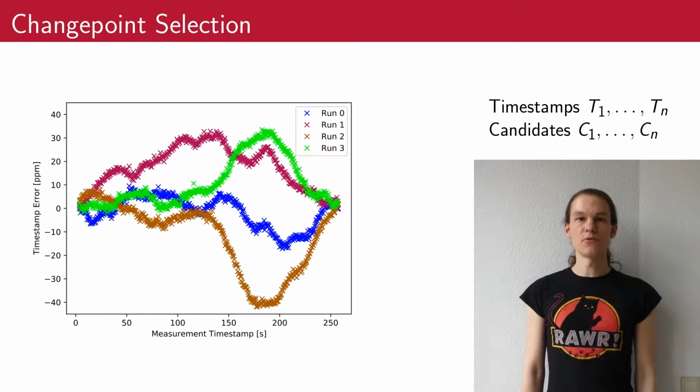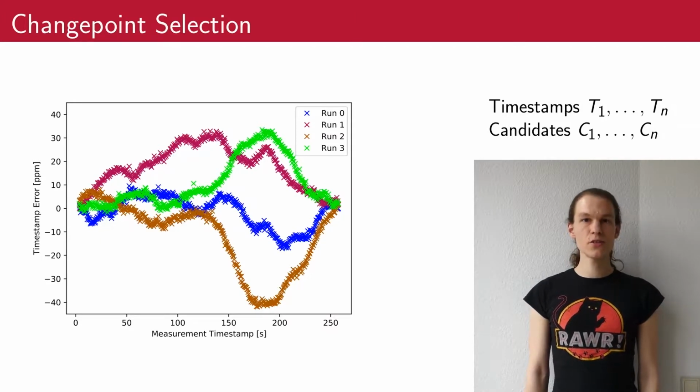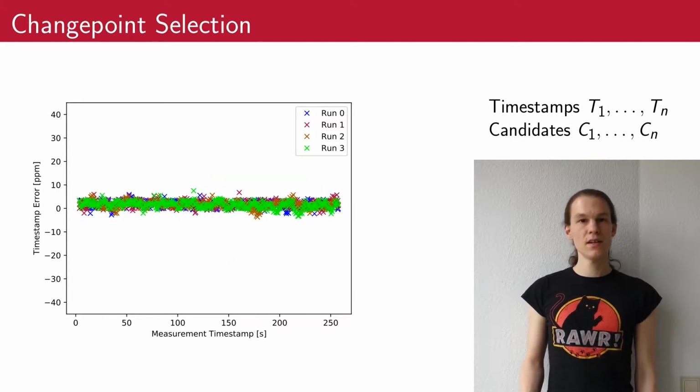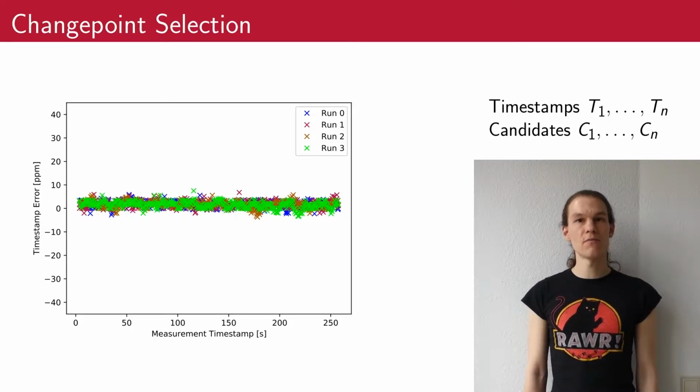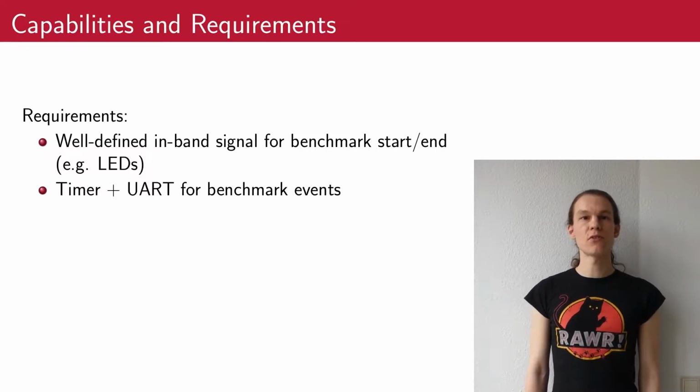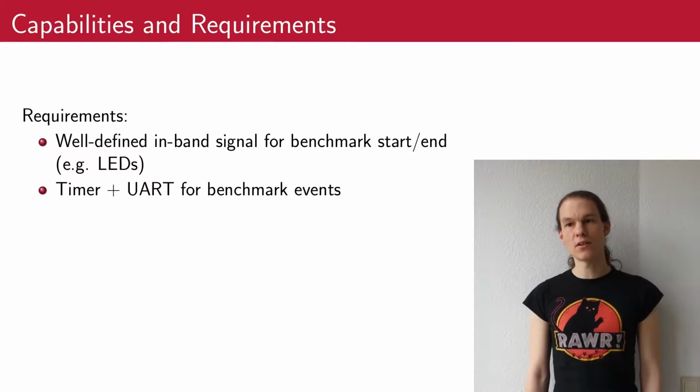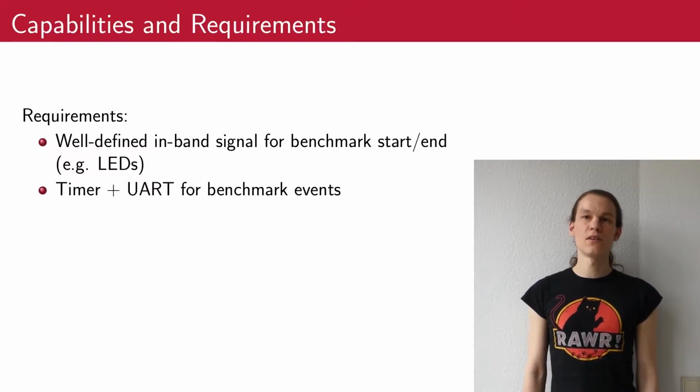Going back to the drift plot, this is the synchronization error without drift compensation, just synchronization. And here we see the synchronization error with drift compensation, which is much lower and constant. In fact, this algorithm works for any device which is capable of generating in-band synchronization signals and has a timer and UART or similar communication channel to communicate the calculated benchmark event timestamps.